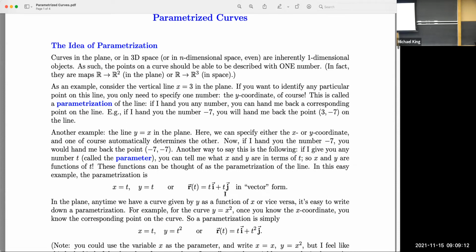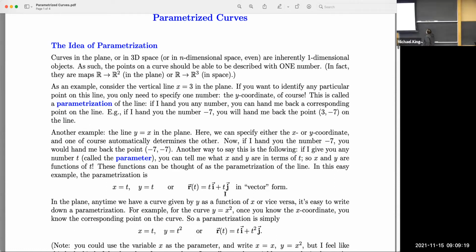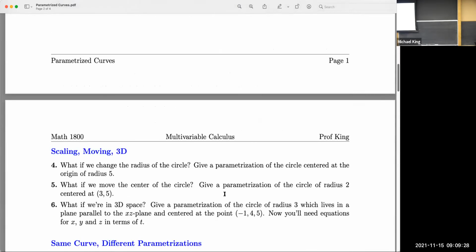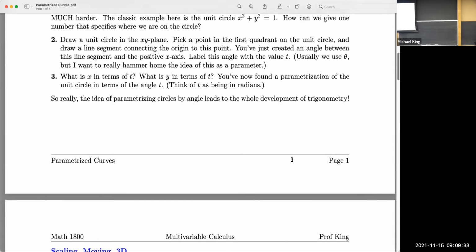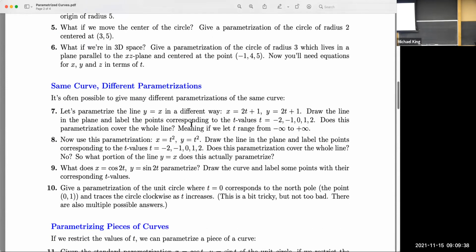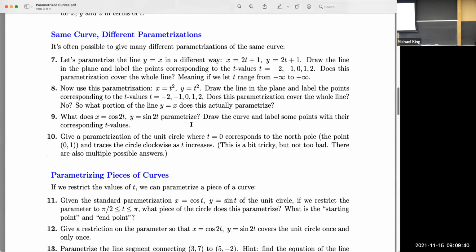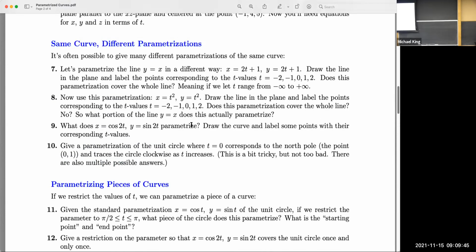So we left off last time talking about parameterizations. I briefly talked about lines in space, but I do want to go back a little bit to some of this stuff. We talked about parameterizing the unit circle and how that's basically trigonometry. I think we did number 4, 5, and 6 here. But I wanted to talk about some of these problems before we go back to focusing on lines and lines in space.